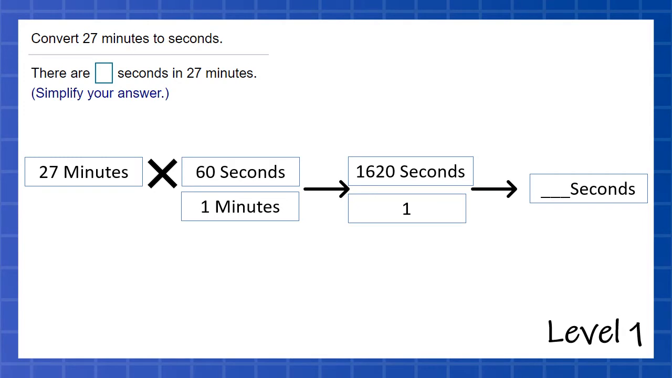I want you to notice that the minutes on the top and the minutes on the bottom canceled out. So it's not 1 minute, it's just 1. It's just a number. The units canceled out because we had minutes on the top and bottom, which means since the minutes cancel out and we're just dividing by 1, we just end up with 1,620 seconds. And that's our answer to how many seconds there are in 27 minutes.